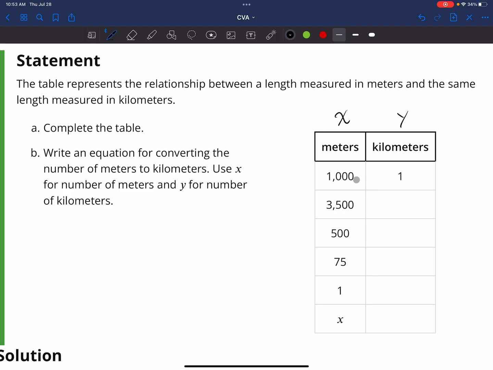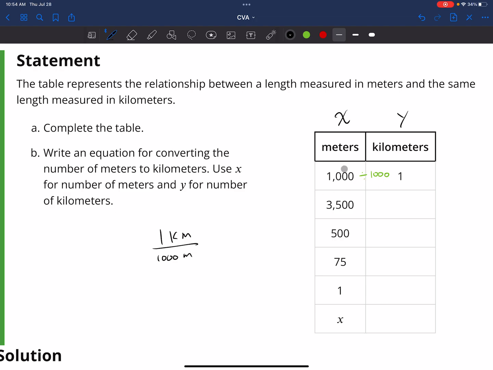So let's take a look, right? How do I go from 1000 to 1? I'm going to show you guys. Right off the top of my head, I know that you have to divide by 1000. And you're like, well, Mr. Kim, how did you get that? Well, 1 kilometer is 1000 meters, right?